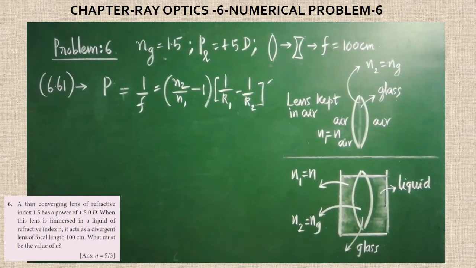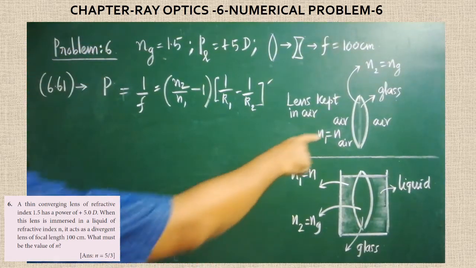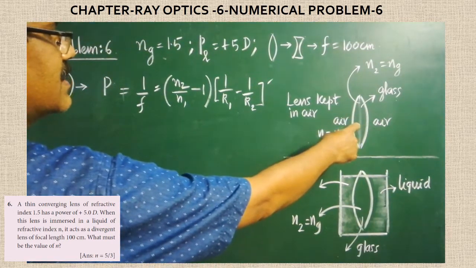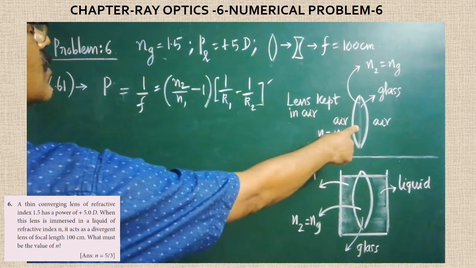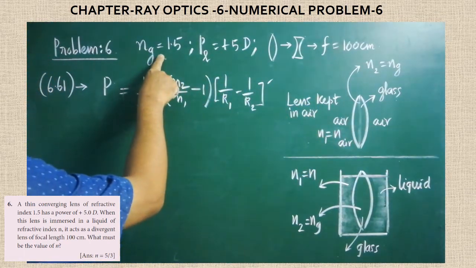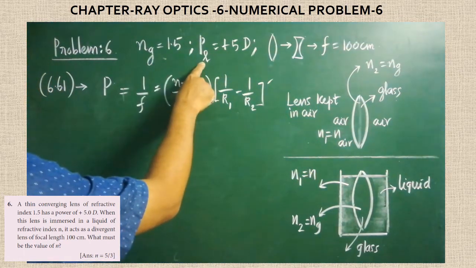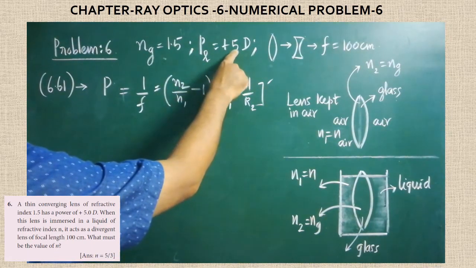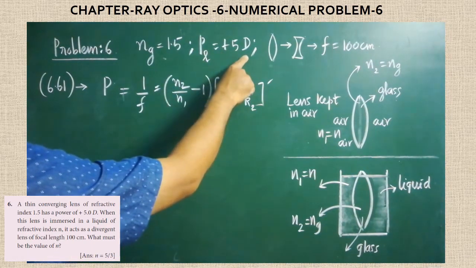Now we are going to solve problem number 6 in the 6th chapter. A thin converging lens is kept in air. Its refractive index is 1.5. The power of the lens is given. The power of the lens is plus 5 diopter.